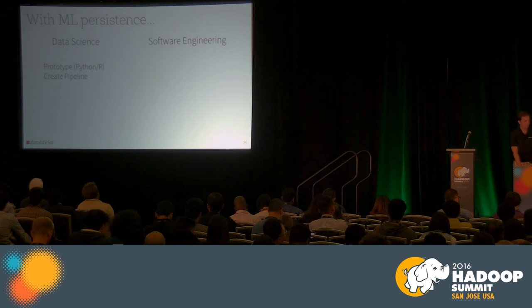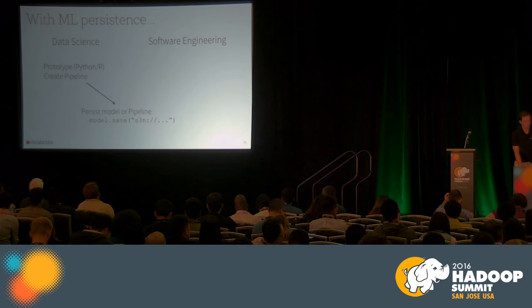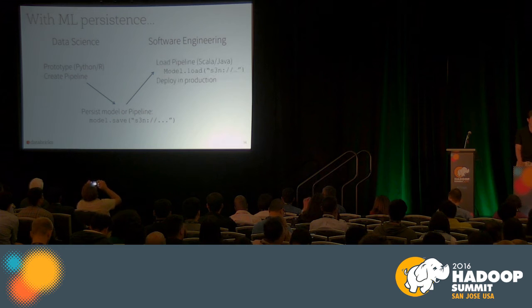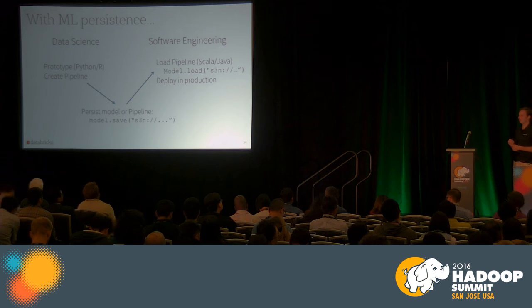So with the persistence API, you can do all the prototyping you want in data science, and you can write a pipeline and persist it. And then this pipeline is also available afterwards in Scala or in Java, because underneath they use the same implementation, and you can deploy this pipeline in production.